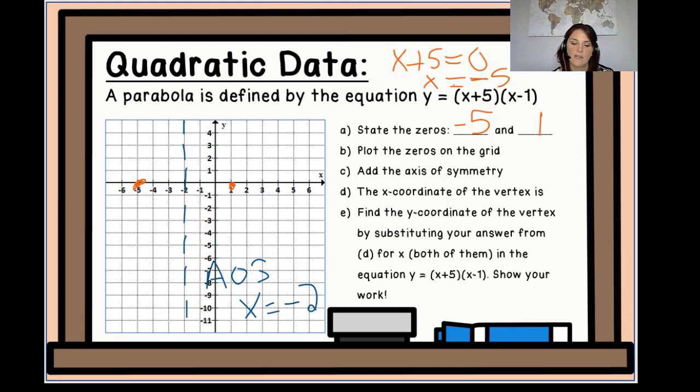So x equals negative 2 is the axis of symmetry. Next, we need to find the x-coordinate of the vertex. To do this, we basically take the average of our zeros. So to find the axis of symmetry, the coordinate for the x is going to be negative 5 plus 1 divided by 2.